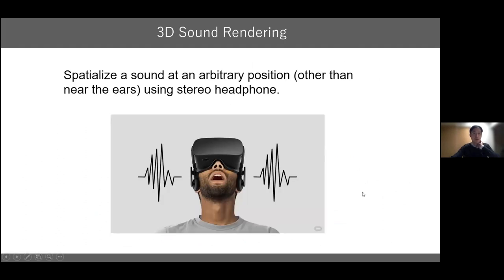3D spatial sound is, you know, you have a head-mounted display, a virtual world, and stereo sound, and the system tries to give a sense of three-dimensional sound. So not just left or right, the system tries to give the illusion of the sound coming from the front, or above, or behind, and so on. That's what we want to do, 3D spatial sound.